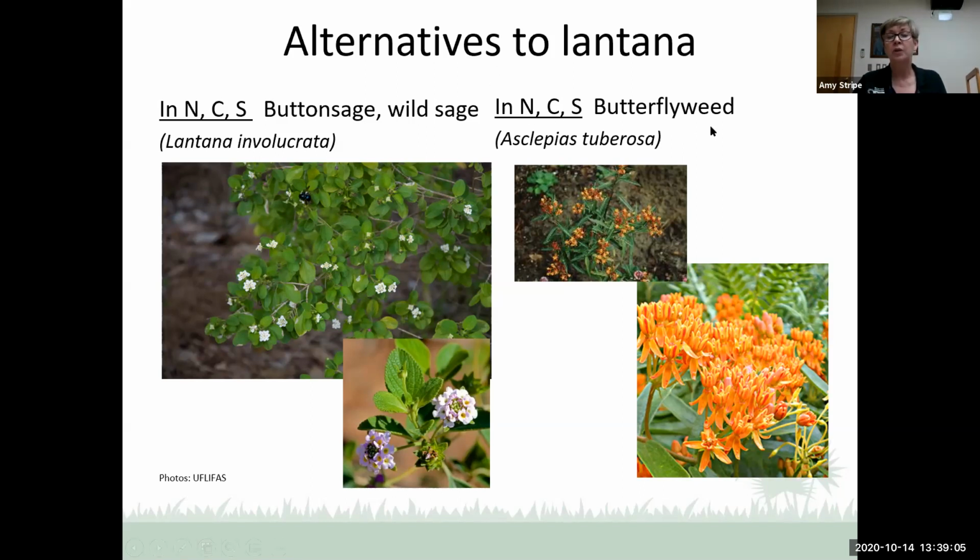Another good native alternative to lantana is the butterfly weed, Asclepias tuberosa, and this is one of the native butterfly plants or Asclepiases. I do want to point out that it's worth mentioning that the tropical or scarlet milkweed, Asclepias curassavica, is a non-native, and it is on the caution plant list for South Florida. We really encourage people not to plant the tropical or scarlet milkweed because of disease issues with monarchs. So you really want to try to go with native milkweeds wherever possible.